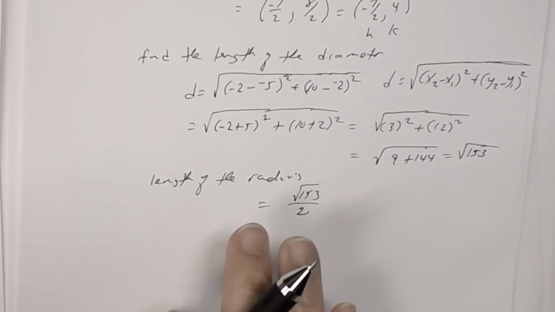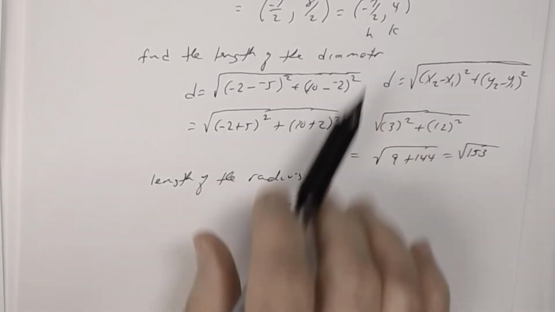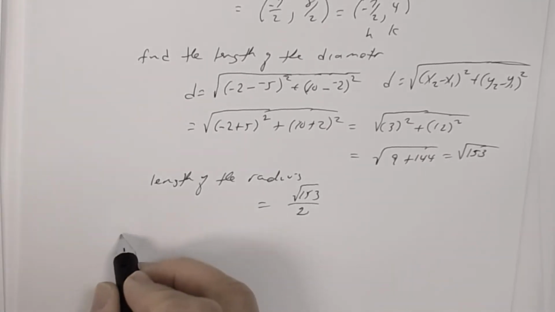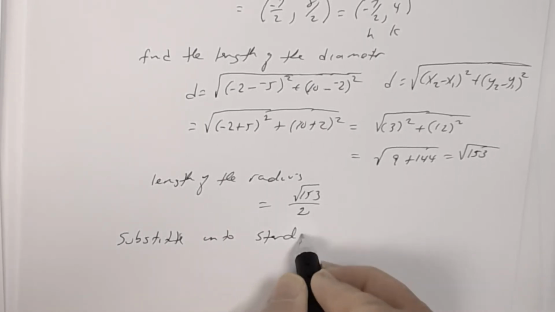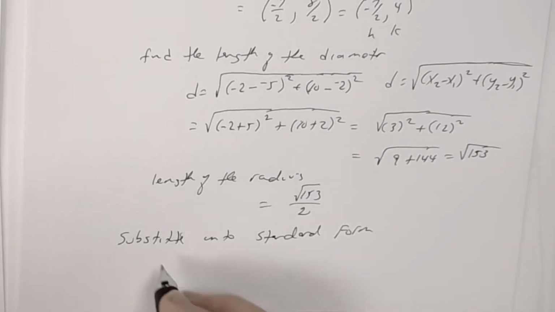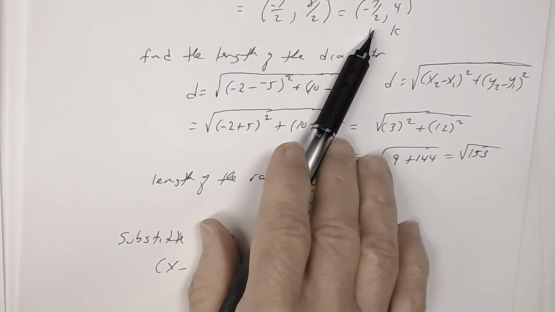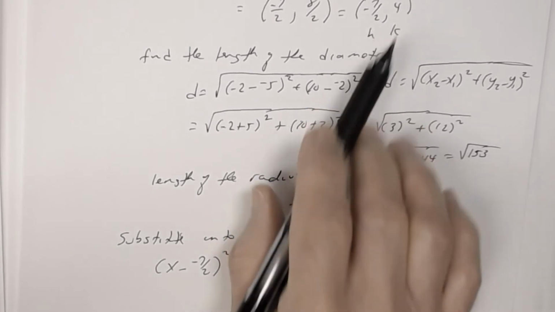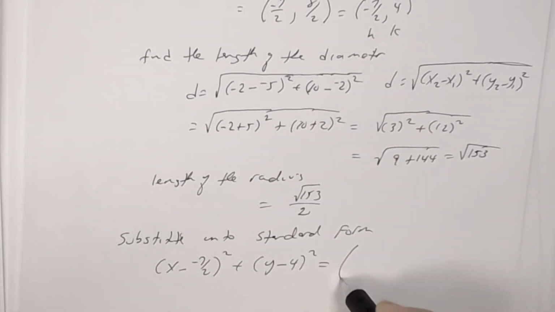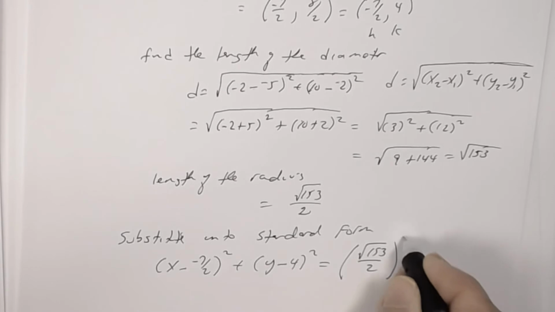Now we're going to take this information, that and the center, and substitute into our formula, into standard form. So we get x minus h. Remember, h is this. For right now, just leave it like this, because that's what the formula says. You're going to rewrite it later. X subtract h, squared, plus y subtract the y coordinate of your center, squared, equals, and in parentheses you put the length of the radius, the square root of 153 divided by 2, squared.